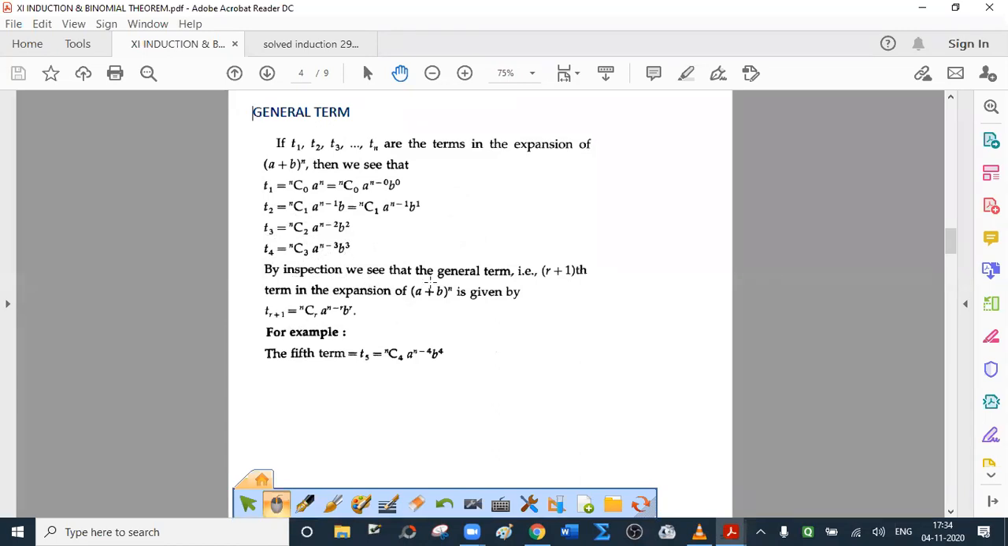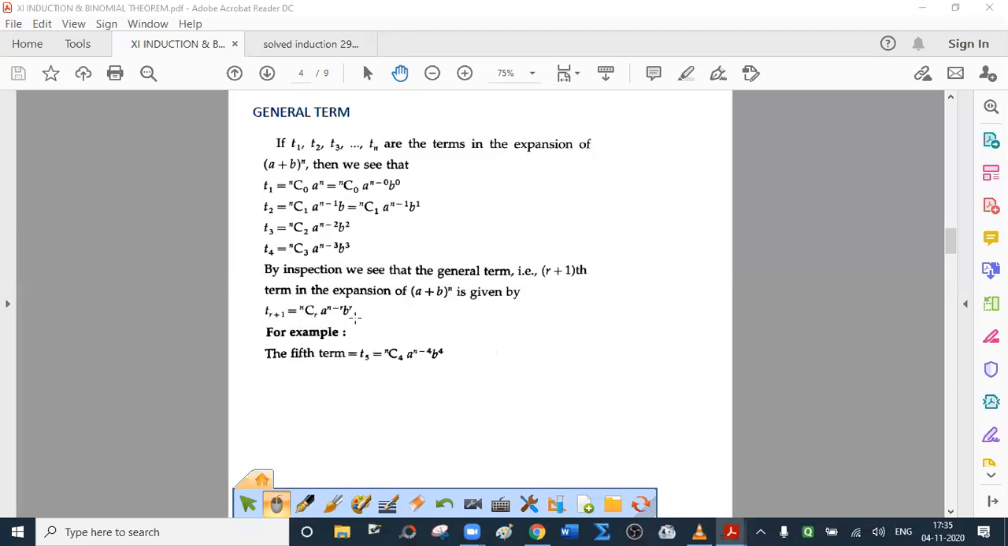By inspection, we see that the general term, that is the (r+1)th term in the expansion, is given by T(r+1) = nCr a^(n-r) b^r. Now you may ask me, sir, why not consider the general term as Tr instead of T(r+1)? You can consider Tr also, but remember, in that case it will be nC(r-1). Instead of that, this can be remembered easily: nCr a^(n-r) b^r.